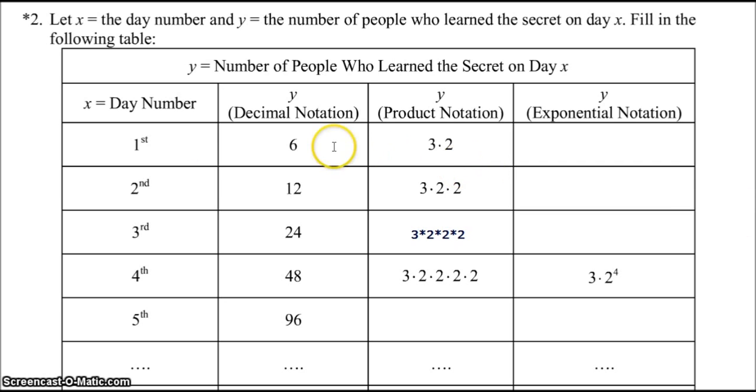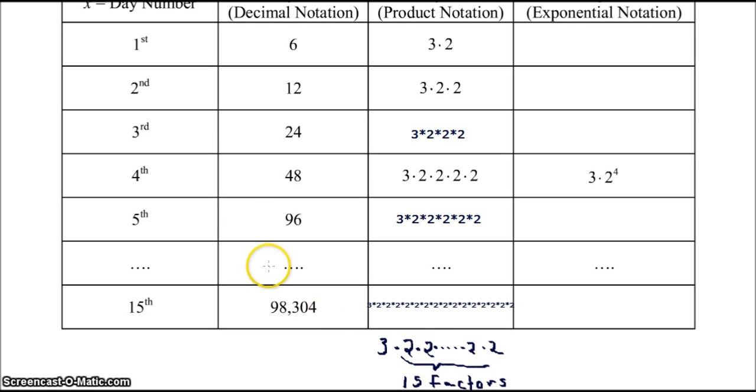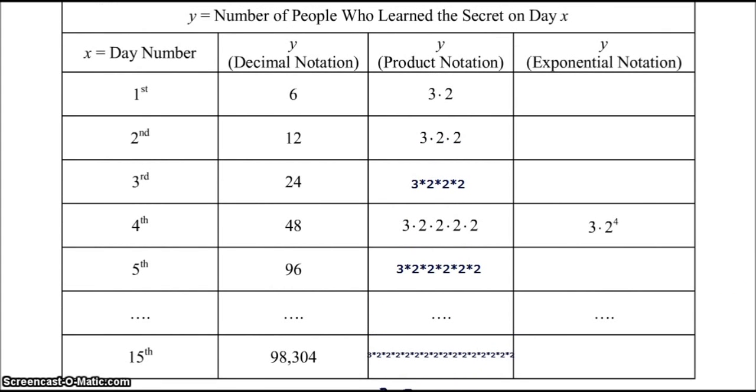I notice a pattern here that on the first day there's 1 2, on the second day there's 2 2s, on the 3rd day there's 3 2s, on the 4th day there's 4 2s, on the 5th day there will be 5, and then on the 15th day it'll be 15 2s multiplied by 3. So you could write it out in the full product notation, or we could just abbreviate, do something like this to let us know that we have 15 factors of 2 there. Okay, so exponential notation's kind of simpler.